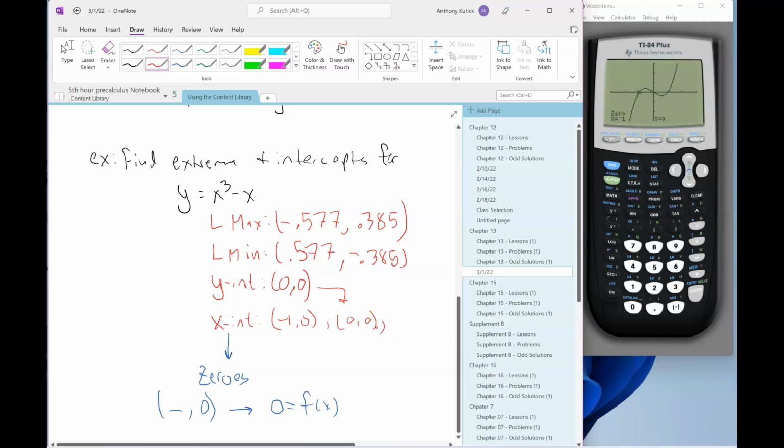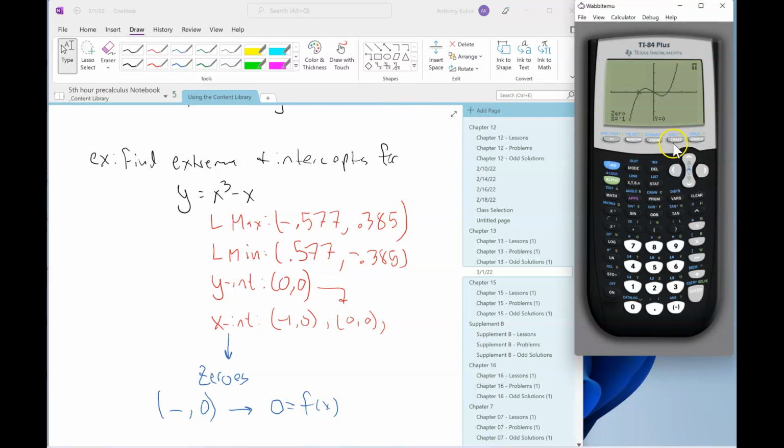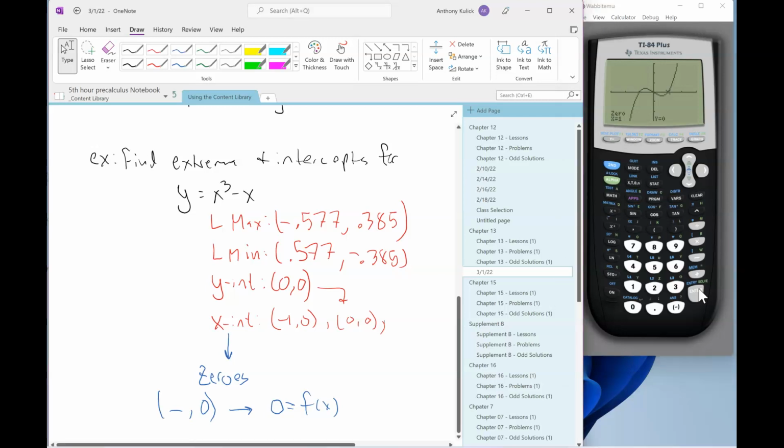Will that always be the case? No, typically your y-intercept is not also an x-intercept. That only happens when you're crossing through the origin. And then let's just find that last one. So again, left bound, right bound, guess is at 1, 0. Again, that's what it looked like from the picture.